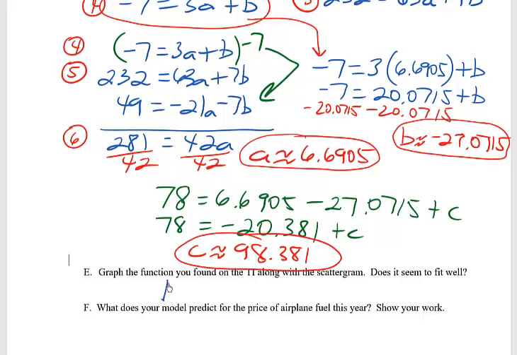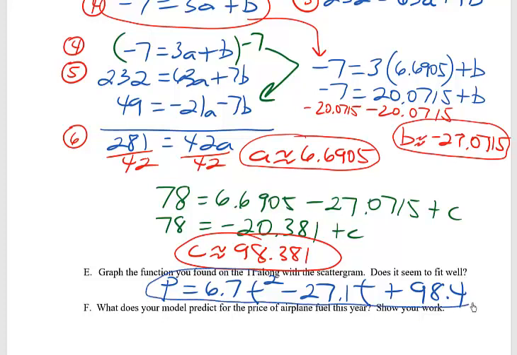So our y variable in this problem was p, and then I have a. If you round a off, you get 6.7, and then I'm supposed to write x squared, but I don't have x, I have t, so 6.7t squared. And then b rounded off would be negative 27.1. That would be the coefficient of the t. And then c rounds off to 98.4. So here is our final model that we're saying does a reasonable job of describing the price of this airplane fuel.